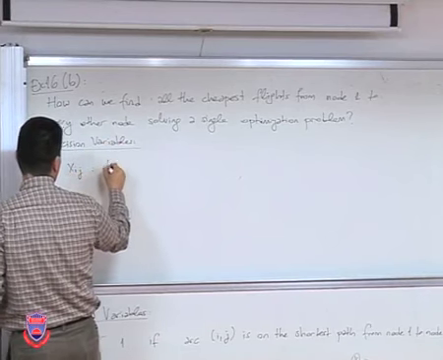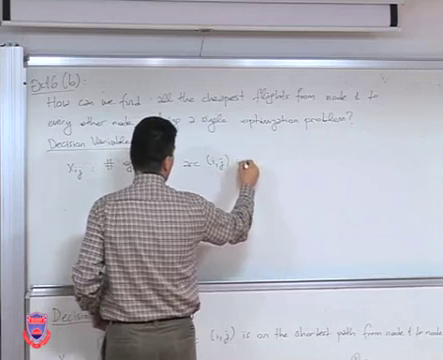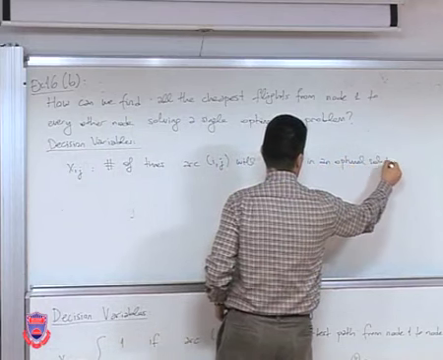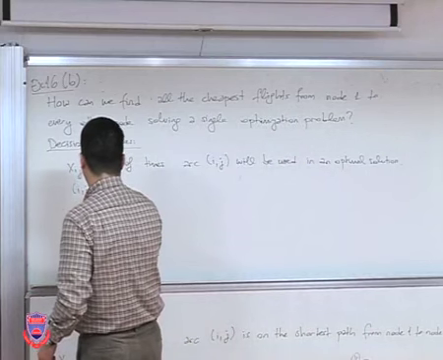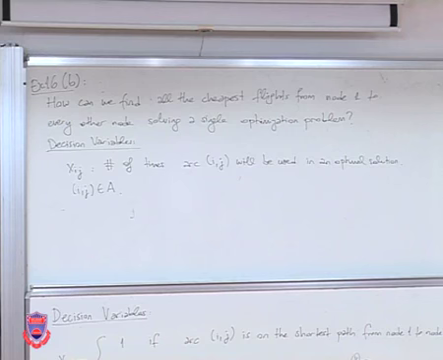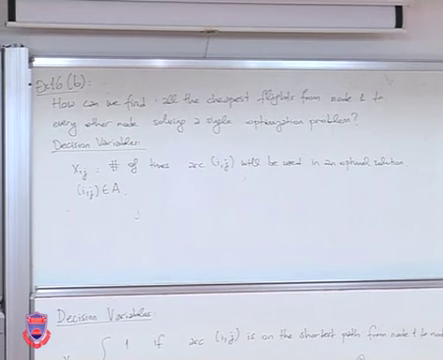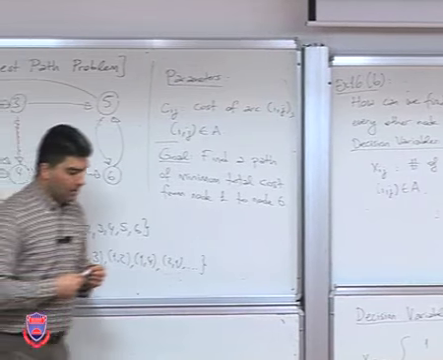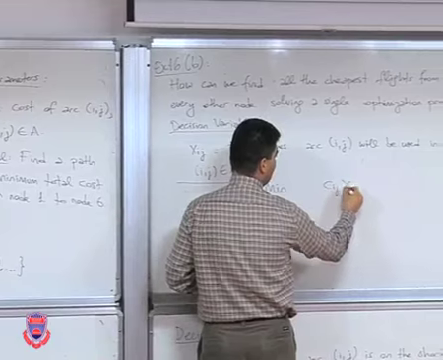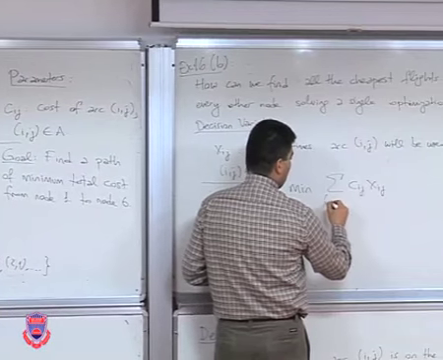So xij is no longer a binary variable, but this is the number of times arc ij will be used in an optimal solution. And I'm going to define this for every arc ij. And I will try to write my model accordingly. So once again, my total cost will be the following. I'm going to multiply Cij by Xij, because Xij is the number of times I'm going to take that flight. And I'm going to sum this over all ij in my arc set.